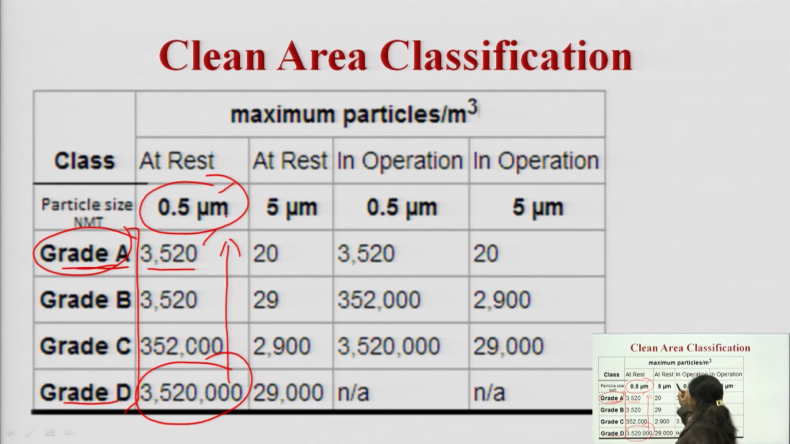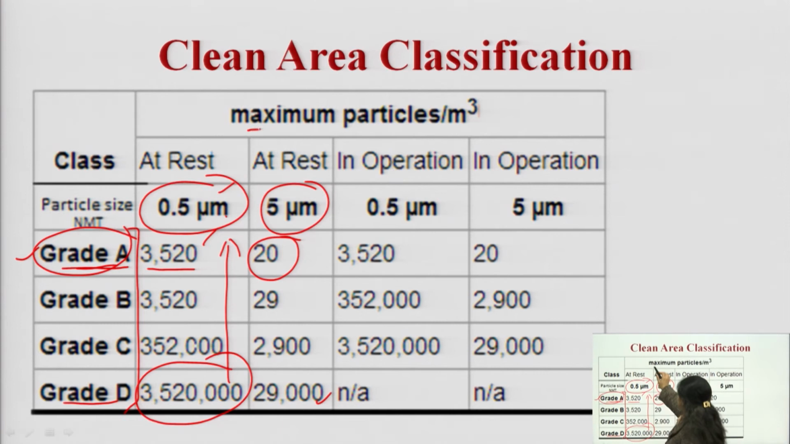If we see 5 micrometer size dust particles, only 20 particles are allowed, not more than 20 particles, within grade A, whereas in grade D there may be 29,000 particles of 5 micrometer size. So this table makes it clear that grade A is the aseptic area, which has a minimum number of dust particles and a minimum number of microorganisms.